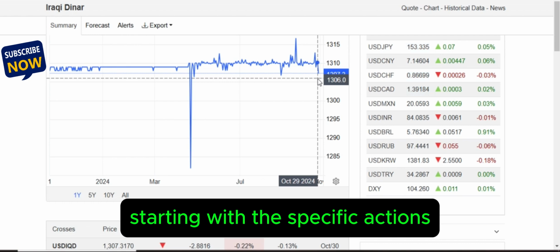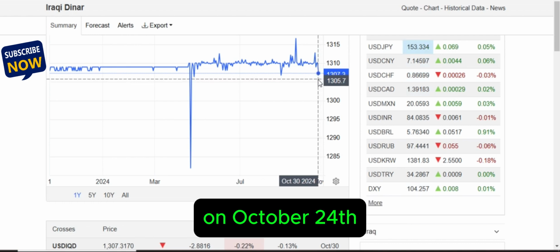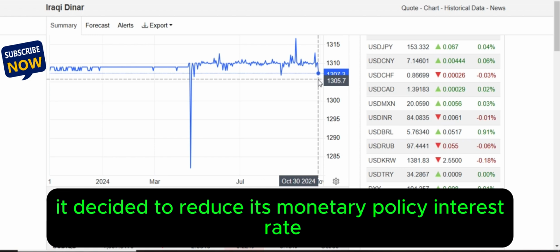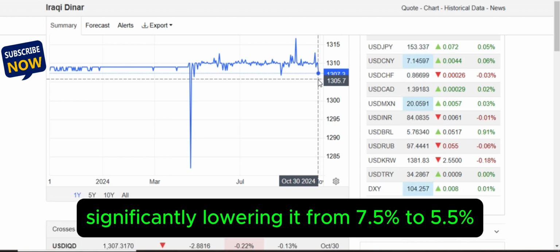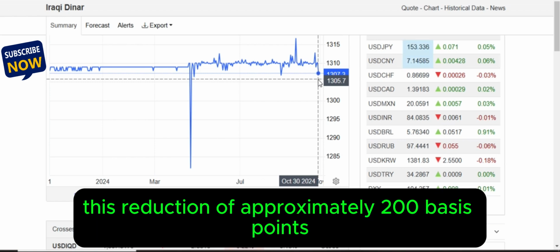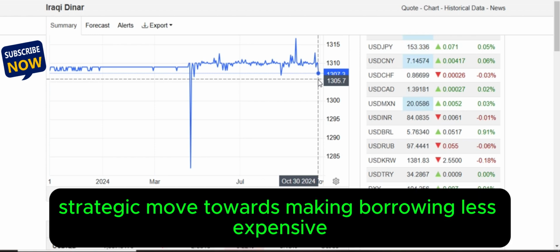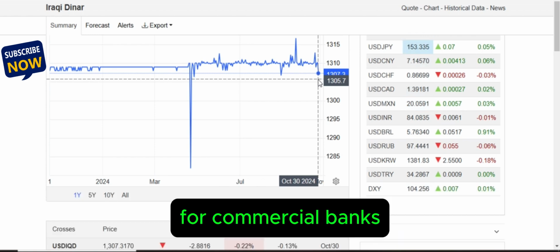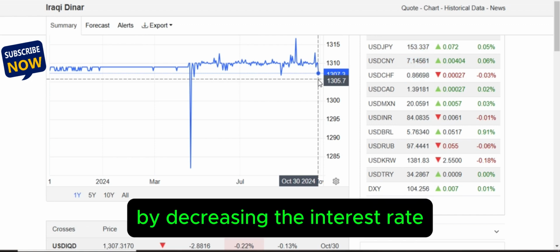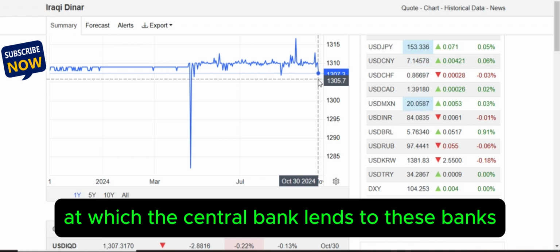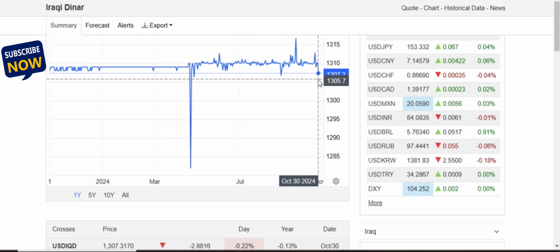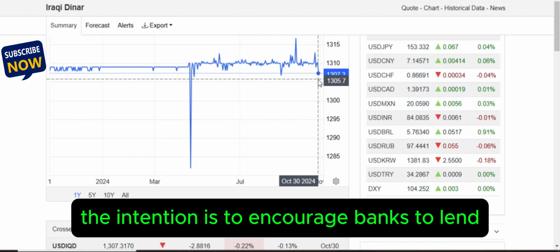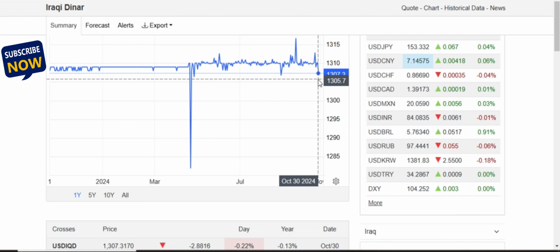Starting with the specific actions taken by the central bank, on October 24, it decided to reduce its monetary policy interest rate significantly, lowering it from 7.5% to 5.5%. This reduction of approximately 200 basis points indicates a major strategic move towards making borrowing less expensive for commercial banks. By decreasing the interest rate at which the central bank lends to these banks, the intention is to encourage banks to lend more to businesses and consumers.